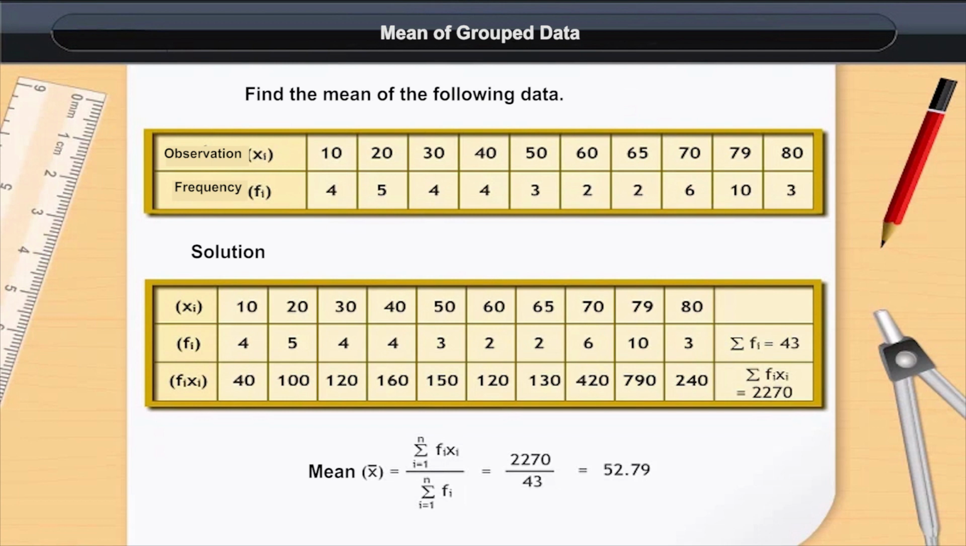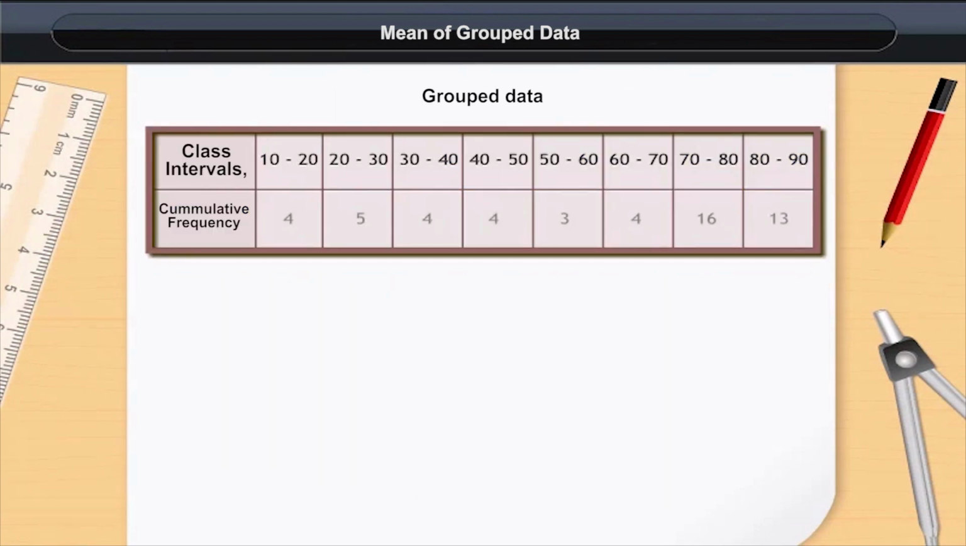So, the formula of mean gives 2270 by 43 or 52.79.